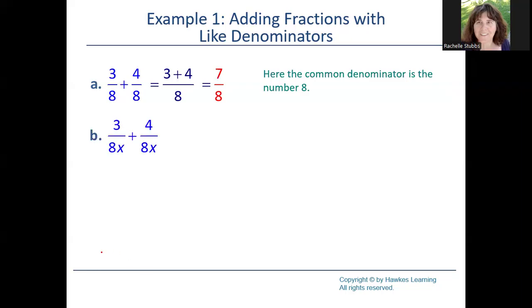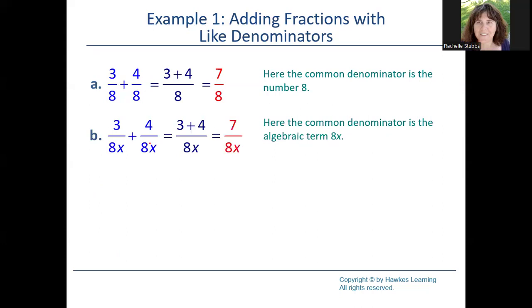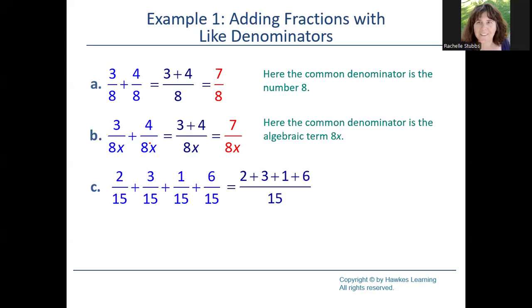Here's the next one. Look, my denominators are both 8x, so I have the same denominator. They just happen to have a variable this time, and that's okay. So I'm going to add those together. 3 plus 4 is 7, 7 over 8x. And here my denominators are 15, so I can add them all together. 2 plus 3 plus 1 plus 6 is going to give me 12 over 15.